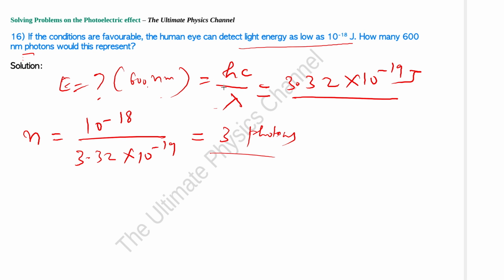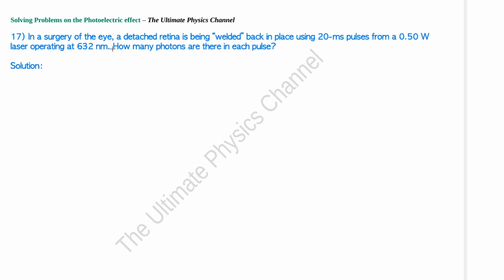So the human eye is so sensitive to light, it can even detect 3 photons. Right. Let's move on to the next problem. In a surgery of the eye, a detached retina is being welded back in place using 20 millisecond pulses from a 0.5 watt laser operating at 632 nanometers. How many photons are there in each pulse?